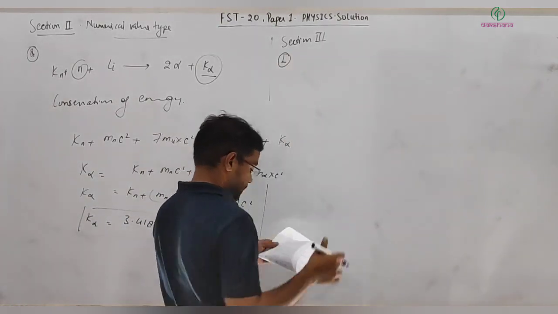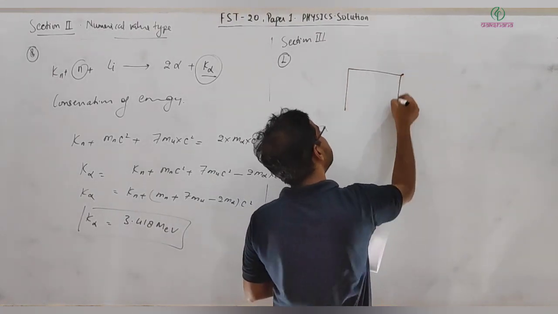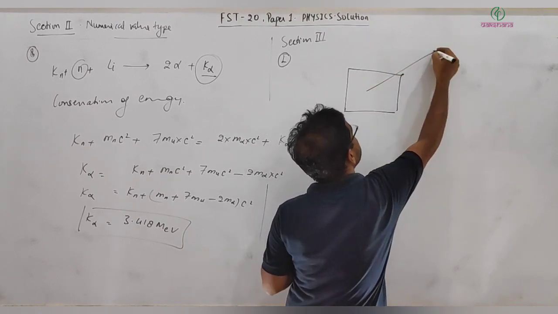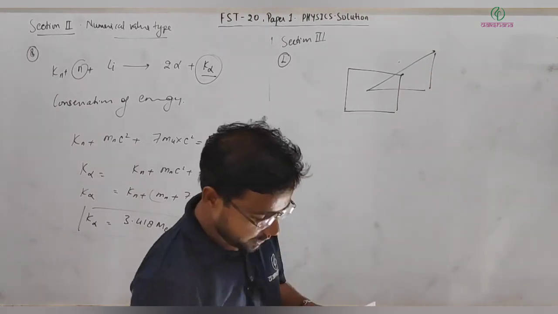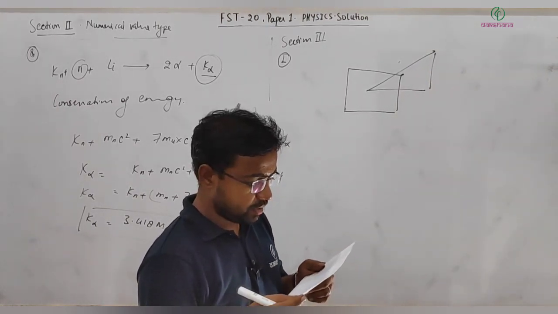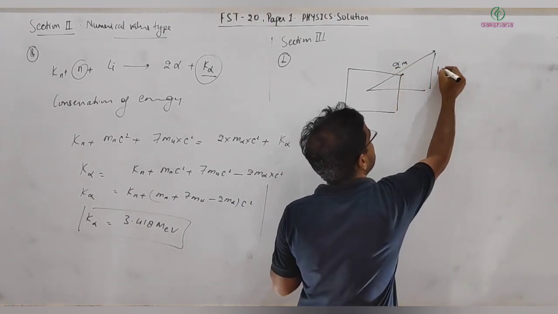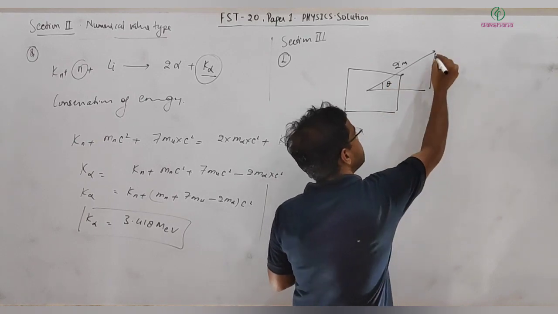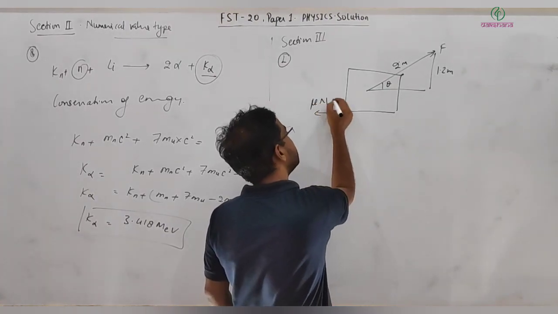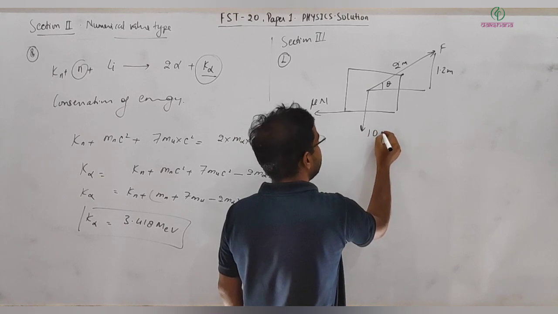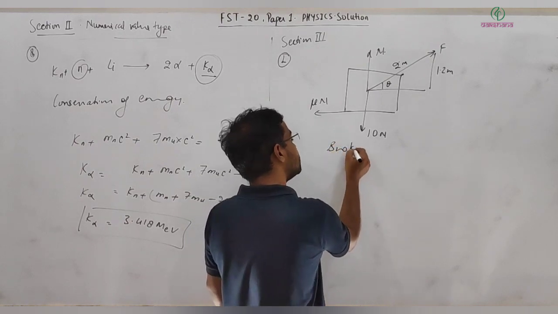Question number 1: consider a book lying on the floor. A force is acting on it through a string with length 2 meter and height 1.2 meter, and this is the angle theta. So basically this string is pulling, applying some force. Friction is coefficient mu into normal reaction. Its weight is given as 10 Newton, and this is the situation.